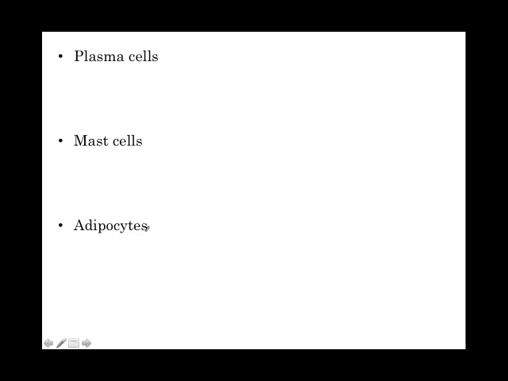The final type of cell I want to mention are adipocytes, and these are fat storing cells. Specifically, triglycerides. If you think back to chapter 2, triglycerides consist of a glycerol molecule with 3 fatty acid chains, and these are stored. This is a form of energy, and these are stored in those adipocytes, and then all those adipocytes are collected together in various parts of the body, and that is what forms adipose tissue, which is a type of connective tissue.